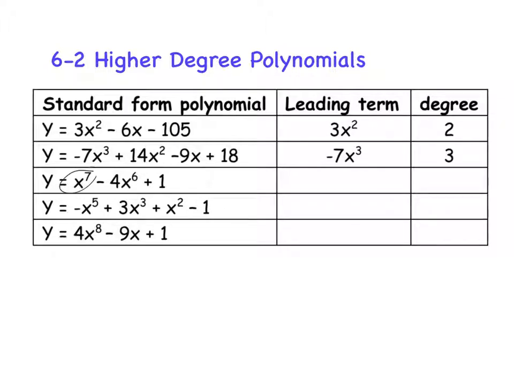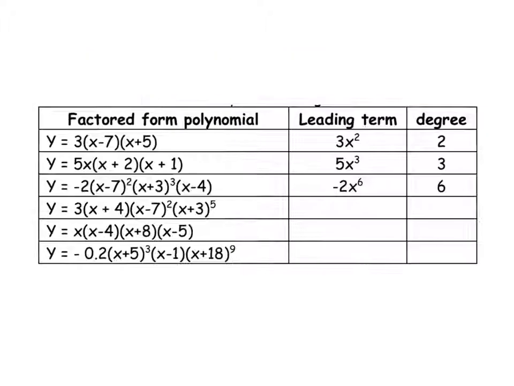So my leading term here is x to the 7th. That means my degree is 7. Here, my highest exponent is x to the 5th. My leading term is negative x to the 5th. My degree is 5. Here, 4x to the 8th is my leading term, and the degree is 8. So the term with the highest exponent, if I'm in standard form, is my leading term, and then my degree is whatever that exponent is.